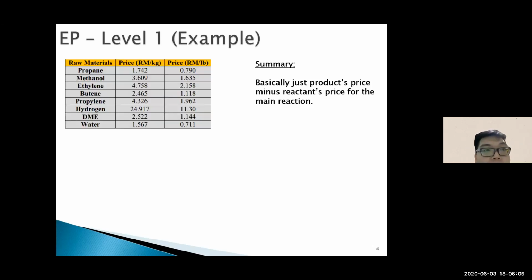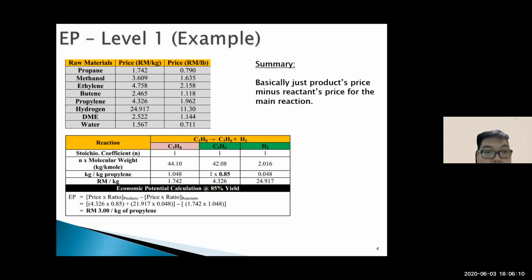For example, here I have a few raw material costs. And then for this propane dehydrogenation reaction, I just take the price of my product minus the price of the reactant. Here I put 85% yield because this 85% yield is from literature. In your process maybe it is 80%, maybe it is 70%, so it varies from process to process. With this, your EP level 1 is done. It should be done during your feasibility study.